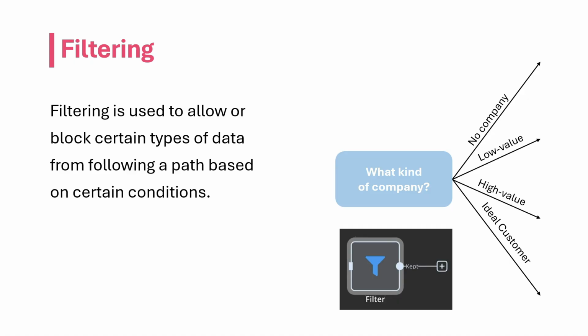In the previous example, what kind of company, that is our filter. If there is no data of any company, then we have to ignore it. If it has low value, then you have to move to this tab, or high value then this tab. If it is an ideal customer, then we have to send it to the account manager instantly right away. So this is the work of filter.